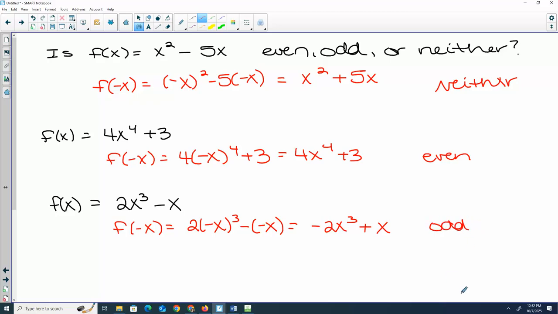So if it was written in function form, it was a little bit easier because all you had to really do is plug in the negative. And if you get the same thing back, it's even. If you get the exact opposite, it's an odd function. Are we okay with that?